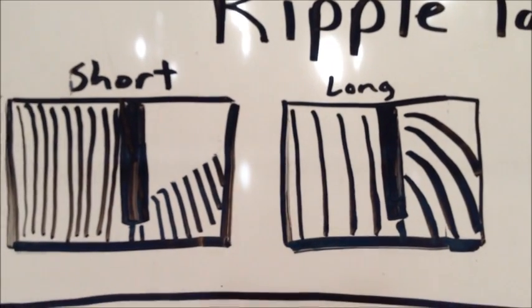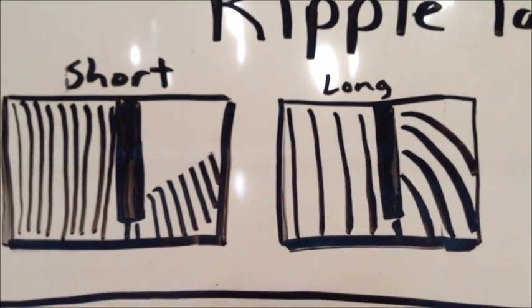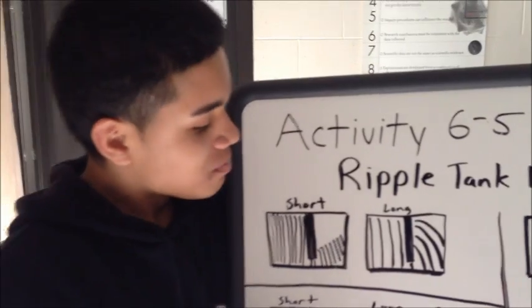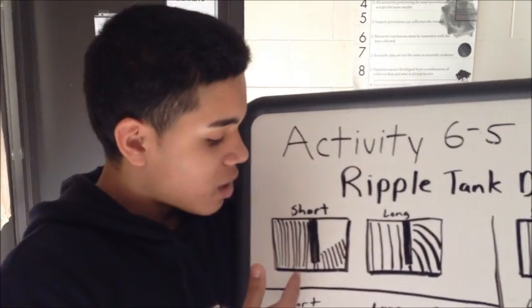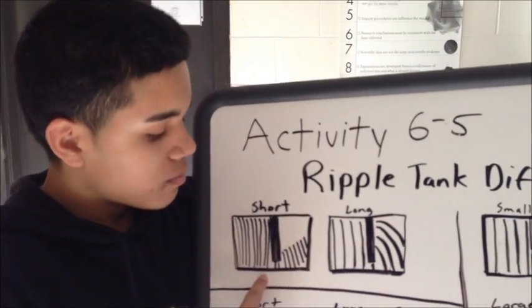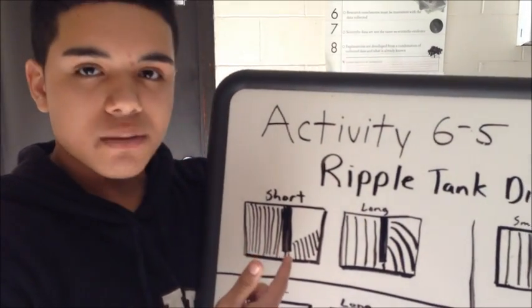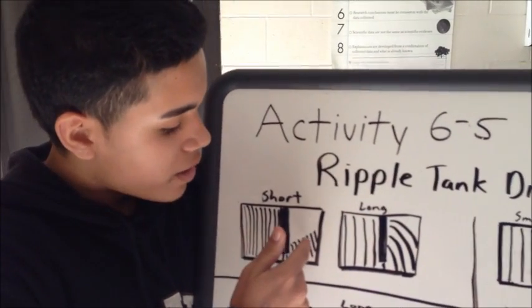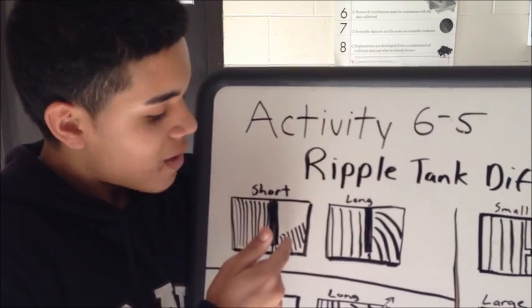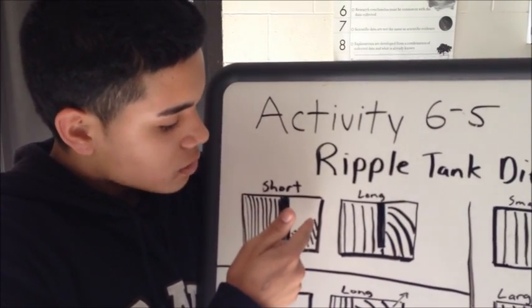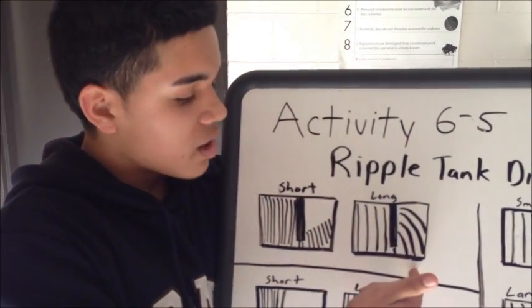Here is an illustration of short versus long wavelengths. This illustration displays how wavelengths determine wave behavior. When the wavelengths are shorter and they come across a barrier, the shorter wavelengths do not diffract as much as the longer wavelengths.